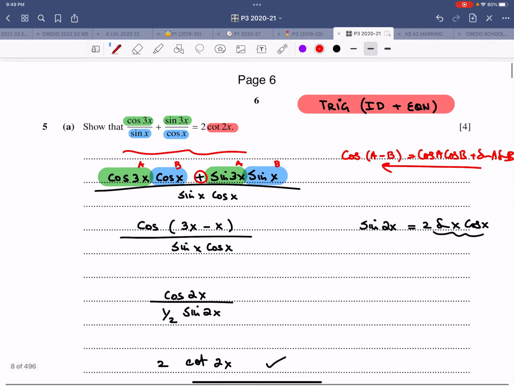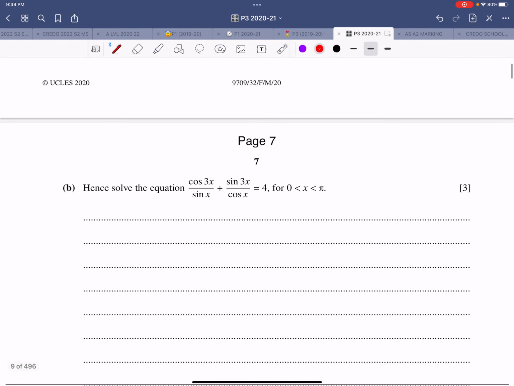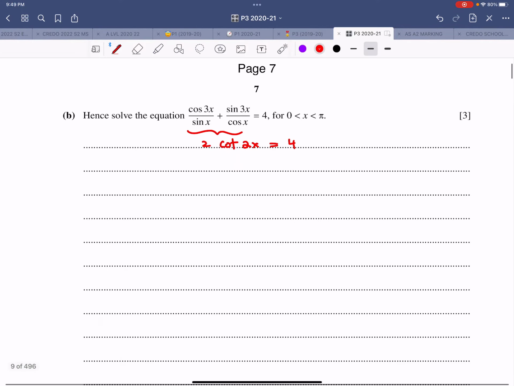So this thing is 2 cot 2x. That is equal to 4. Now it's a simple P1 question, I hope. So therefore, first of all, write this thing as 2 times 1 over tangent 2x is equal to 4. That's one approach if you want to go this way. And then you would say 1 over tangent 2x is equal to 2. Therefore, tangent 2x is equal to 1 over 2.